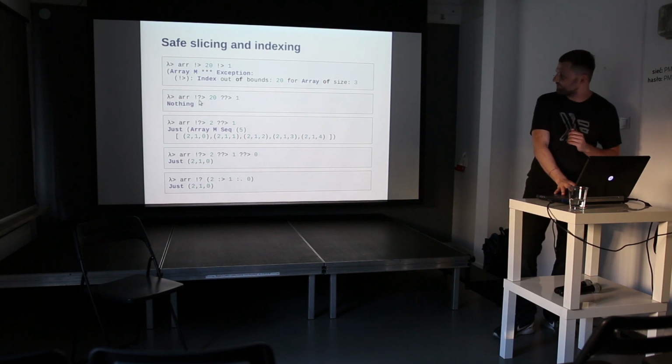And we can just as well chain them, slicing from the outside safe. This is sliced from the outside also safe, but it will take a Maybe array.